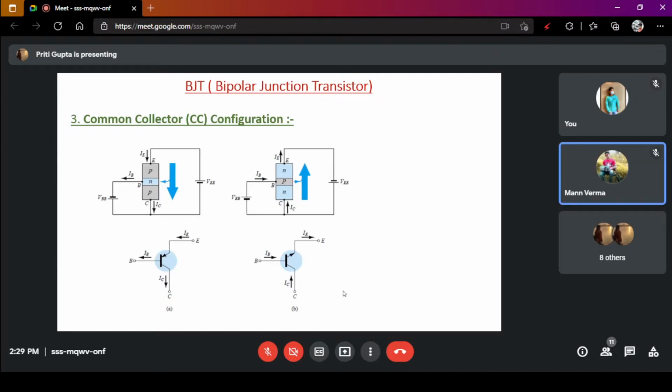Okay. In CC connection, input is applied between base and collector while the output is taken between the emitter and collector. Full stop. In CC connection, input is applied between base and collector while the output is taken between the emitter and collector.